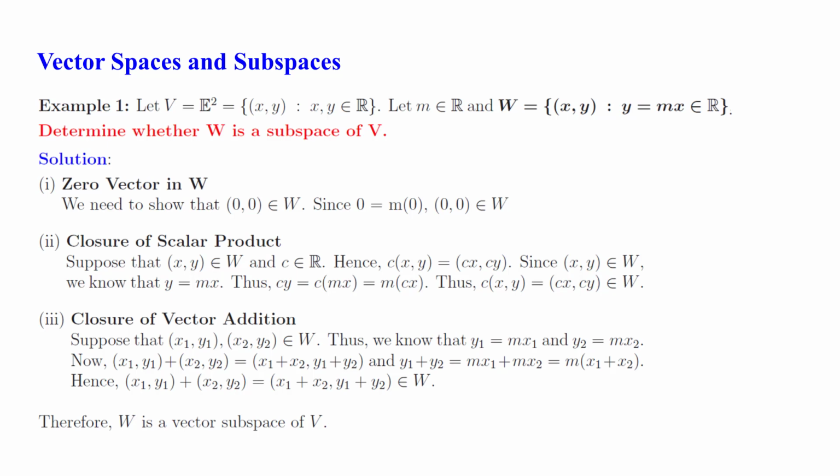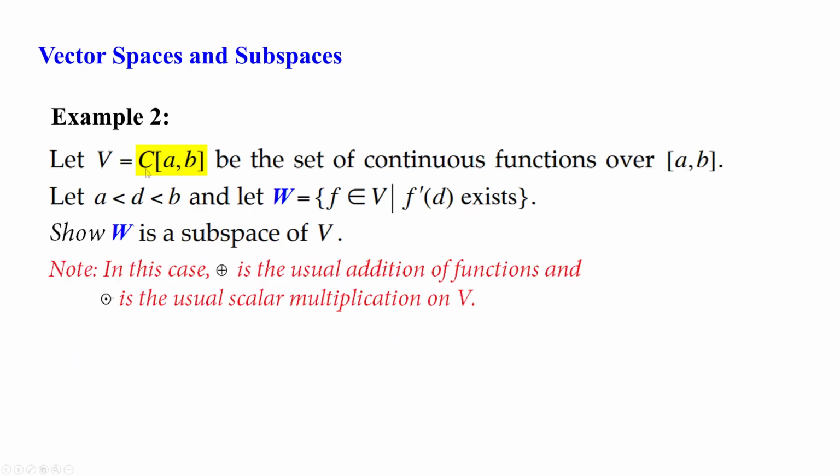Example 2. So what is C[a,b]? C stands for continuous function, so this is the set of all continuous functions on the closed interval [a,b]. Now we're going to formulate a subset W and show that it is a subspace. Let's pick a D on the interior, so it's not an endpoint of the closed interval [a,b]. D is in the open interval.